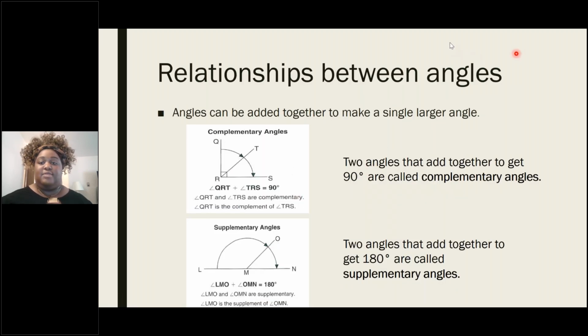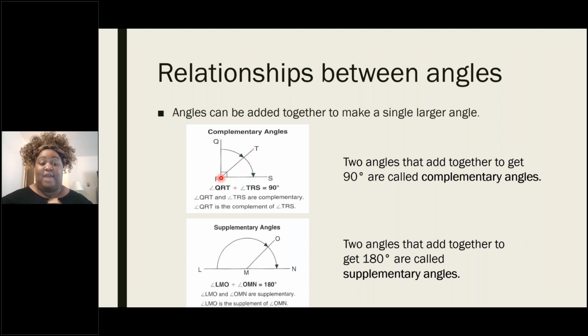So now we're going to look at the relationships between angles. So angles can be added together to make a single larger angle. So the first type are called complementary angles. And these are two angles that add together to get 90 degrees. So looking at this image here, I have angle QRT and I have angle TRS.